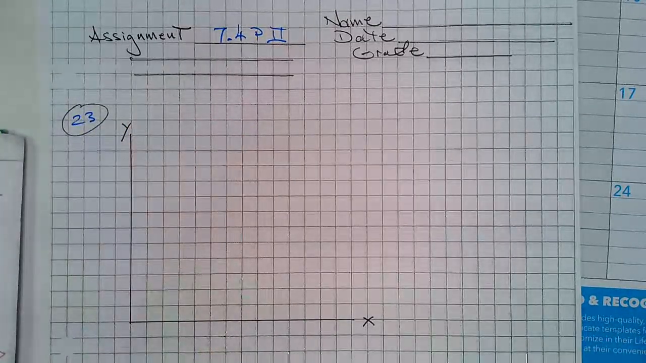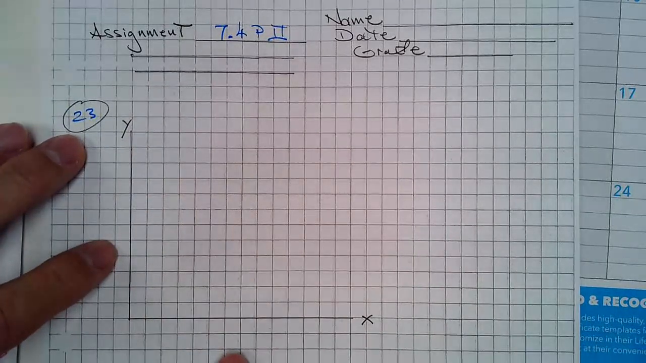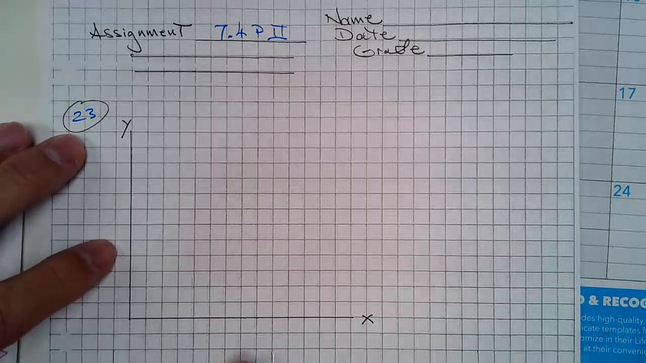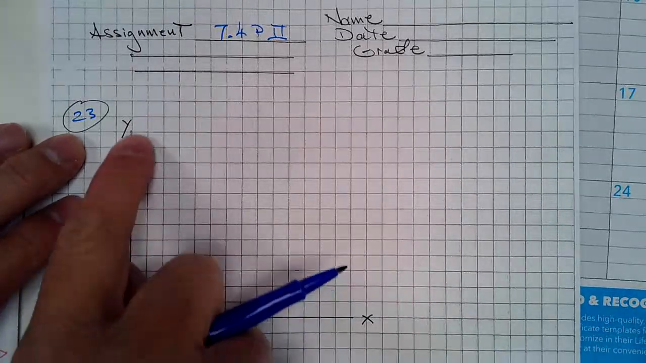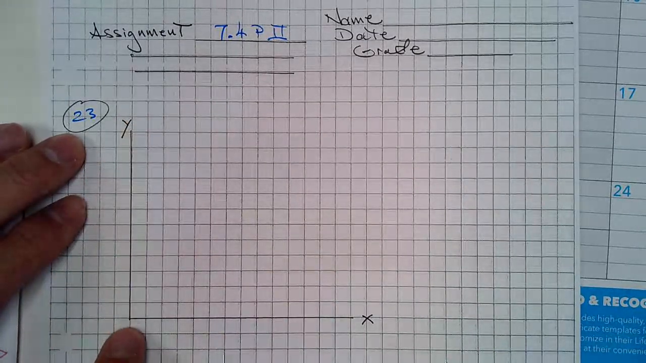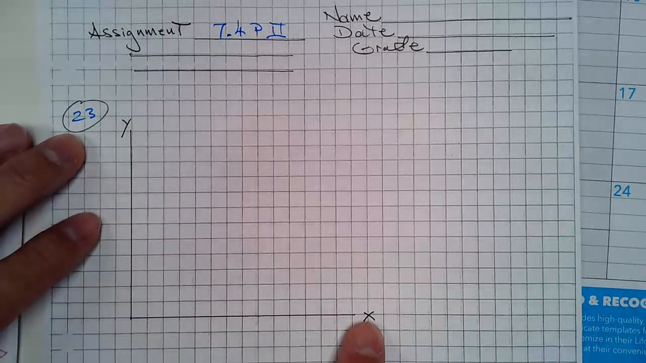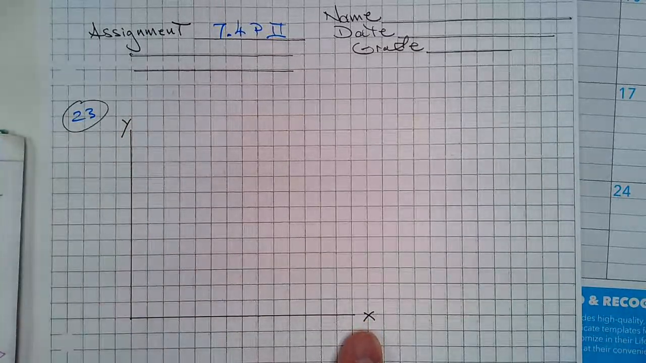on page 320. And it says it costs $35 to join a gym. The monthly fee is $25. It says write and graph an equation of two variables that represent the total cost of a gym membership. Now, remember, Y is the dependent and X is the independent. So they gave us some information here.